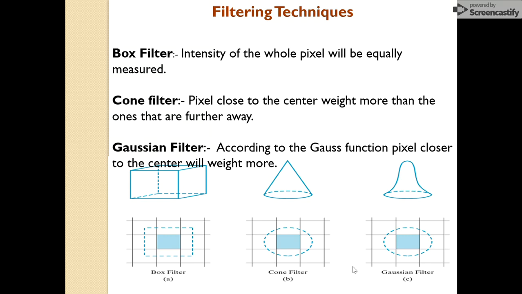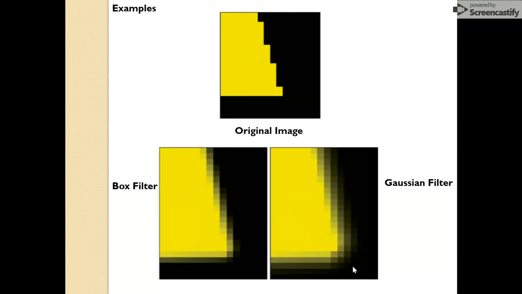Coming to the third filter, the Gaussian filter. With the Gaussian filter, using the Gauss function, pixels closer to the center will weigh more. This filter is better than the other two when it comes to filtering techniques. The Gaussian filter is considered superior to the box filter or the cone filter. In the example we can see that the Gaussian filter is applied and the edge of the image is smoother than the one with the box filter.